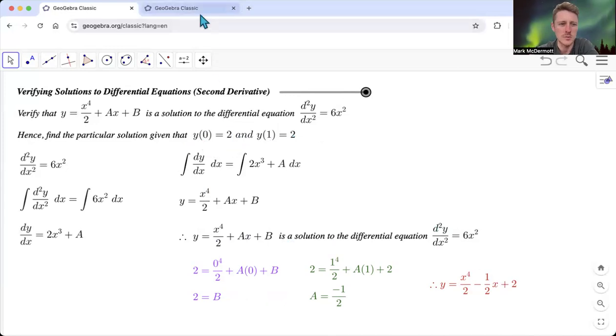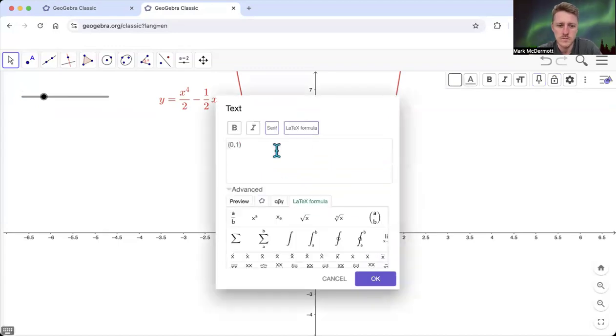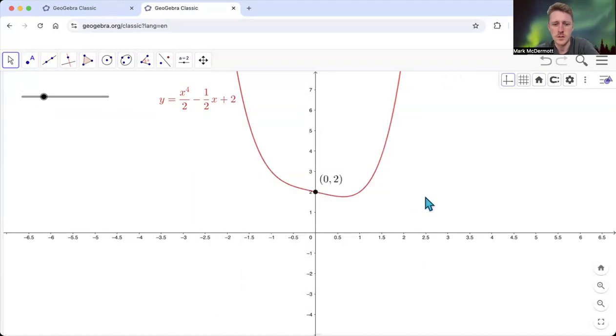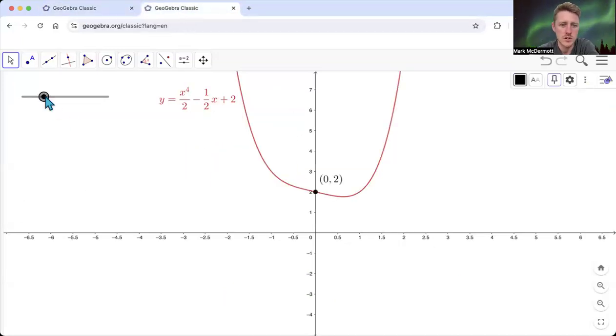So let's look at that visually, because I think a visual diagram can be explanatory. This is our particular solution. One thing we can firstly check is that it goes through the points that the initial conditions said it would. It goes through the point 0, 1, and that's not right. It goes through the point 0, 2. Let me fix that. It goes through 0, 2, which we said it would go through, and it also goes through 1, 2, which was also one of our conditions. So this is looking good as our particular solution.